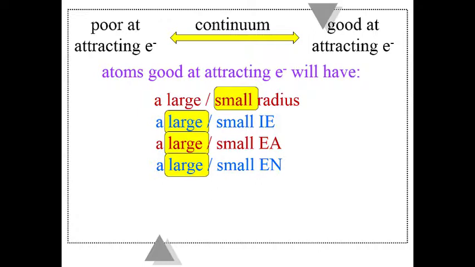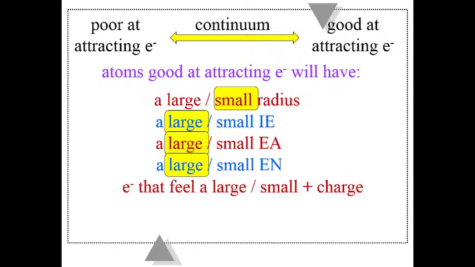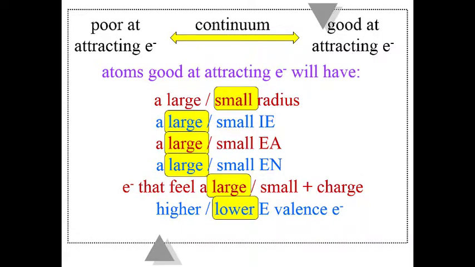Now, will those electrons involved in these properties feel a large or a small positive charge from the nucleus? Coulomb's law tells us that when considering a negative electron and a positive nucleus, larger charges will have a stronger force of attraction. So if you're good at attracting electrons, those electrons will feel a larger positive charge from the nucleus. Finally, what about the energy of those valence electrons that are measured by these properties? Again, we appeal to Coulomb's law. Since those valence electrons feel a large positive charge, the energy will be more negative, which we defined as lower energy.